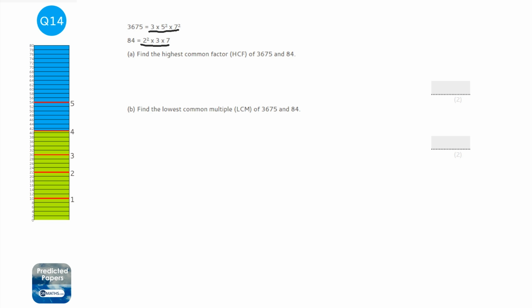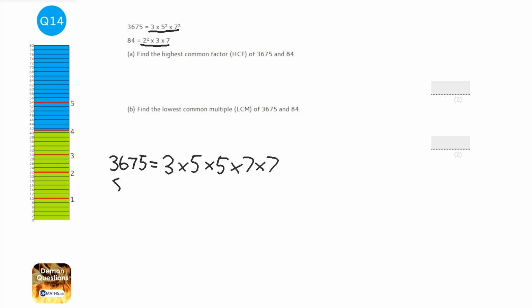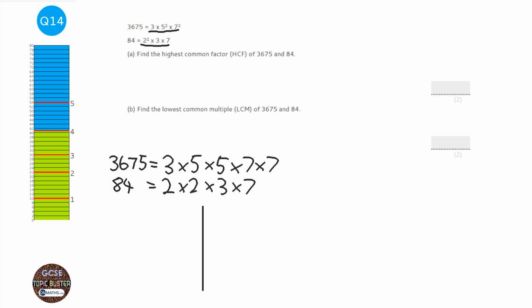Well, the way we do this is with a Venn diagram. Now I'm going to use the space down here to do this, and because I find it easier, I'm just going to write it not in index form. Then when I do my Venn diagram, I can just cross them out when I've done them. So 2 times 2 times 3 times 7. Okay, so let's construct myself a Venn diagram.